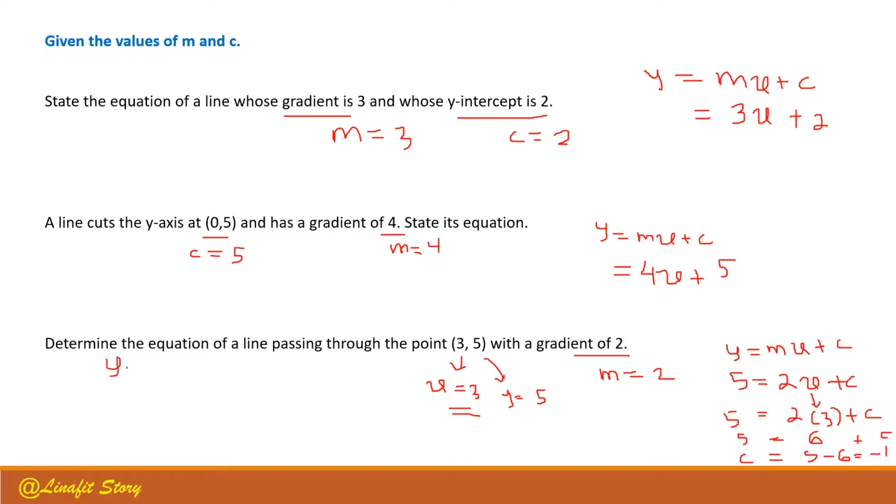So y is equal to mx plus c. We got c is negative 1. So the gradient is 2. So 2x plus negative 1. So the answer is 2x minus 1. So the equation of the line is y is equal to 2x minus 1.